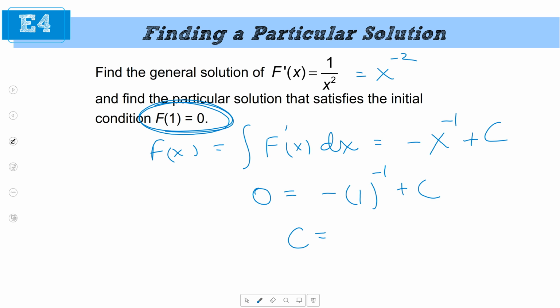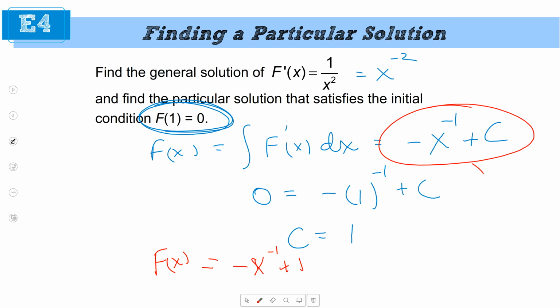I didn't think it would be that difficult. Yes, it's 1. It's 1, right? We're good. So therefore, our final answer is x to the negative 1 plus 1. That's F of x. So again, we went from a family of antiderivatives down to one particular solution.